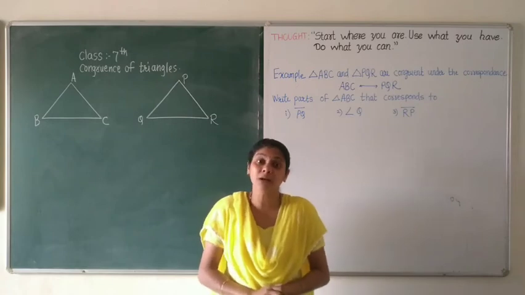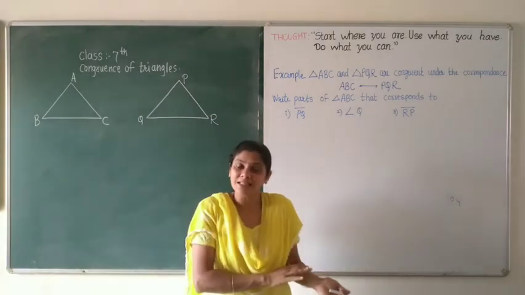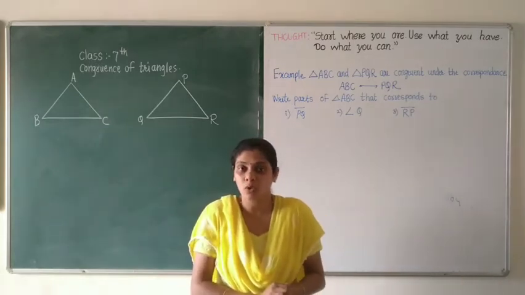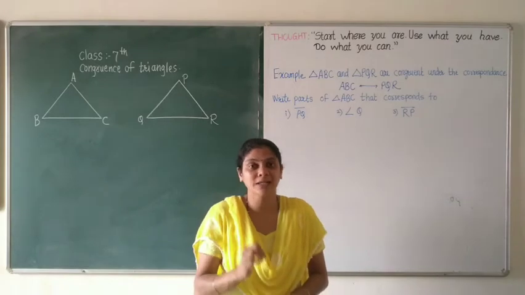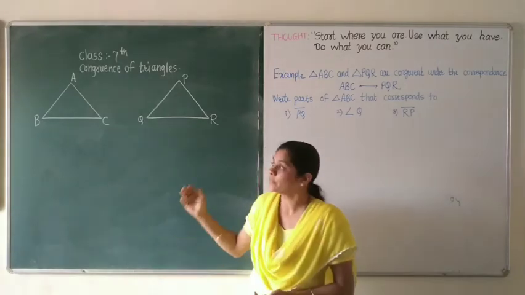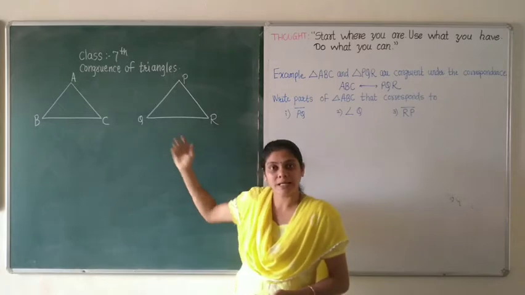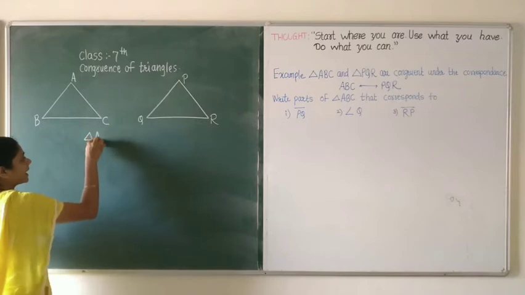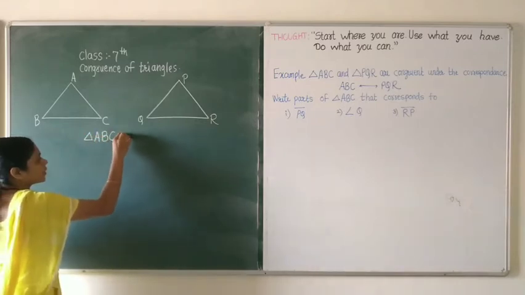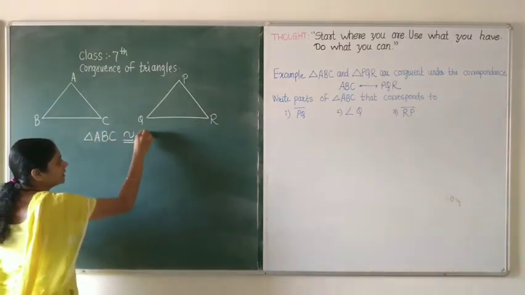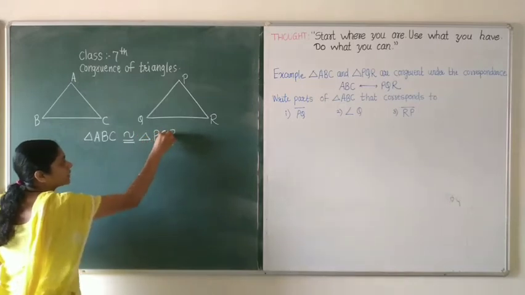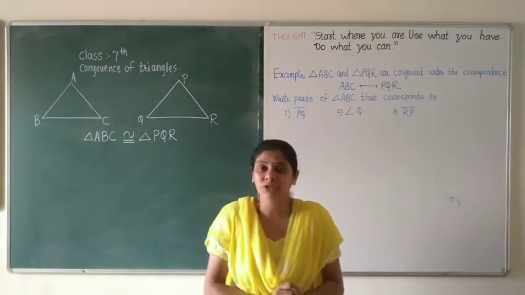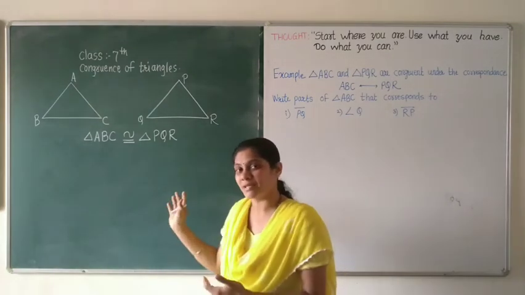So how can we write their congruency? In the last session we studied how to write the congruency between two triangles. There is one symbol to write the congruency. So we will write here: triangle ABC is congruent to triangle PQR, this way. Look here, triangle ABC congruent to triangle PQR.